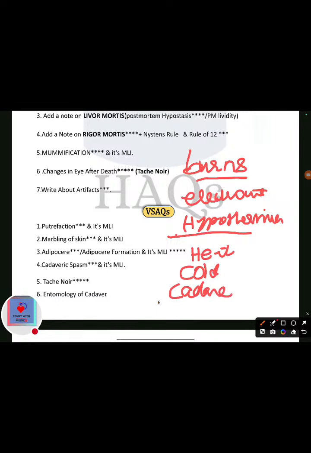Cadaveric spasm and rigor mortis, what is the difference? In cadaveric spasm, there is immediate contraction of muscles, whereas in rigor mortis, it starts after 1 to 2 hours and takes 12 hours to complete. What is cadaveric spasm?